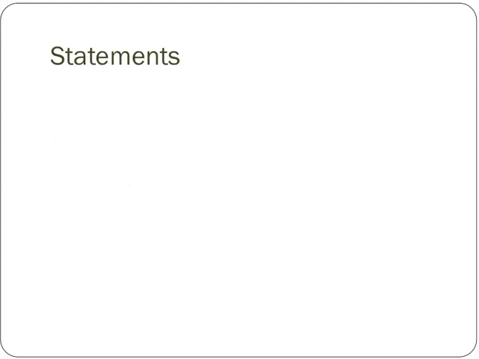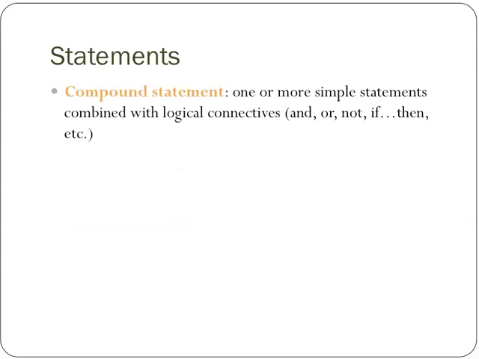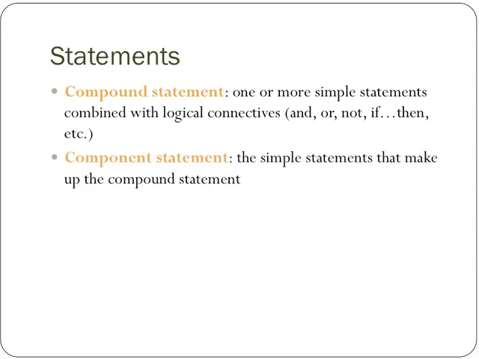Okay, now you can have statements put together, and we call that a compound statement. So if you have one or more simple statements combined with what we call logical connectives, and, or, not, if, then, etc. And a component statement, these are the simple statements that make up the compound statement. So a compound statement has one or more simple statements combined together, whereas a component statement, these are going to be what the compound statement breaks down into.